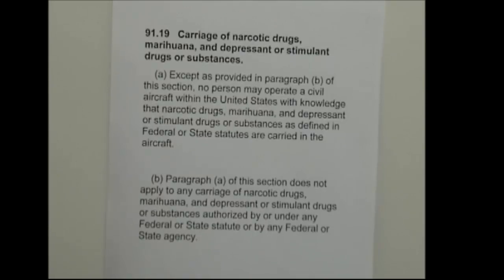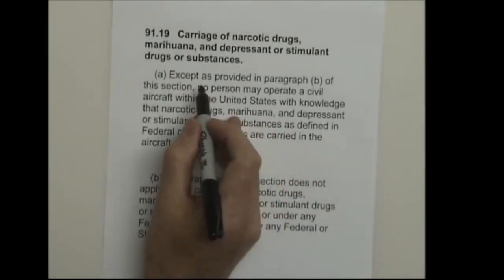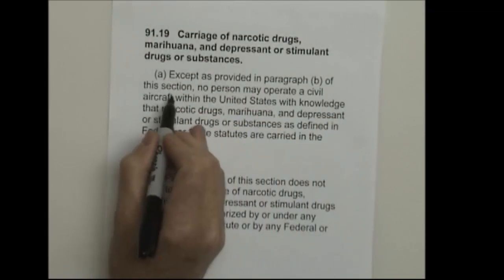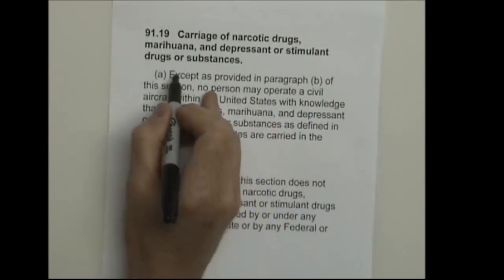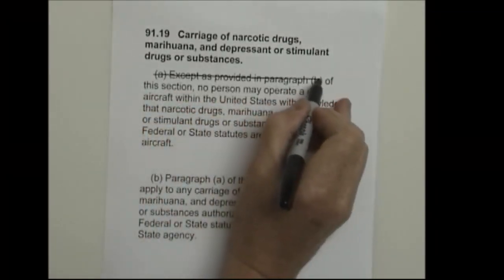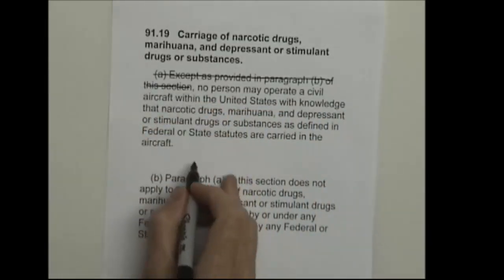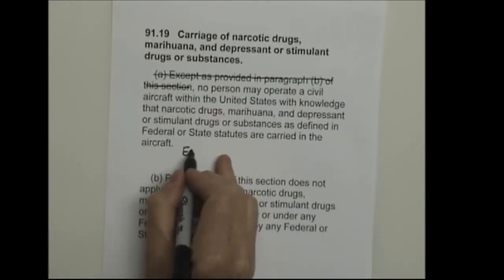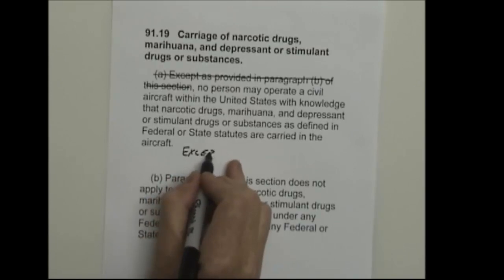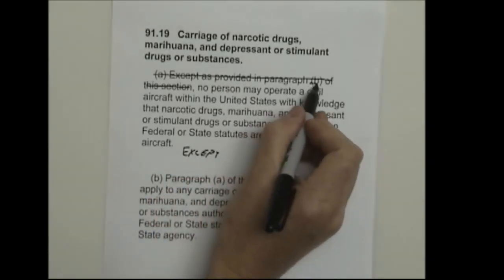But what I'm going to do is I'm going to get rid of the interrupter words. I'm going to mark a section for exceptions. So let's do this for instance. Except as provided in paragraph B of this section. I'm going to write except. And it's paragraph B, right?